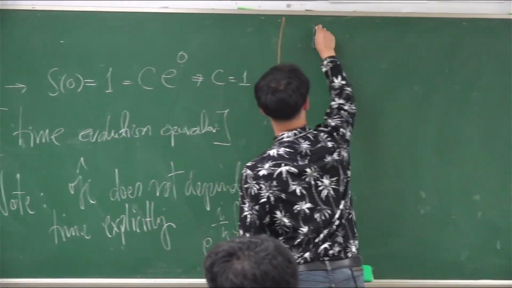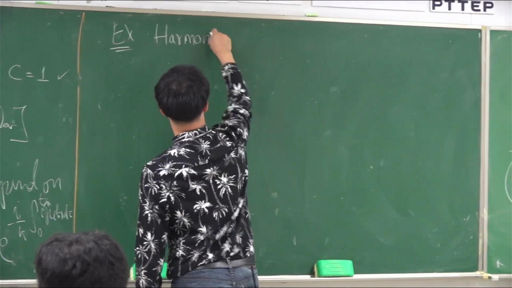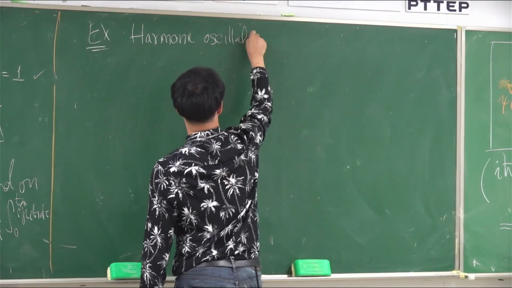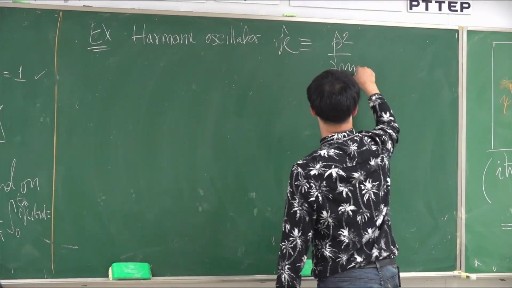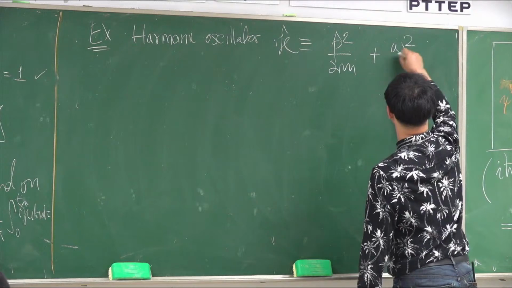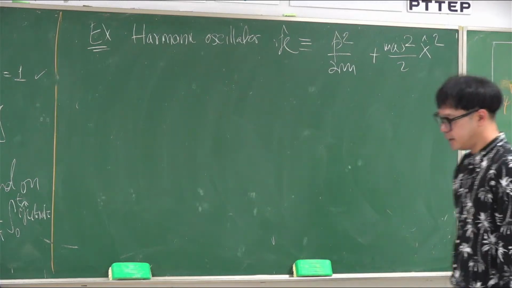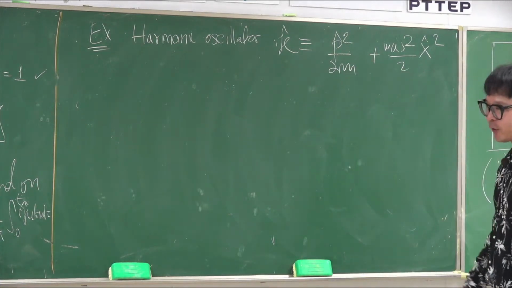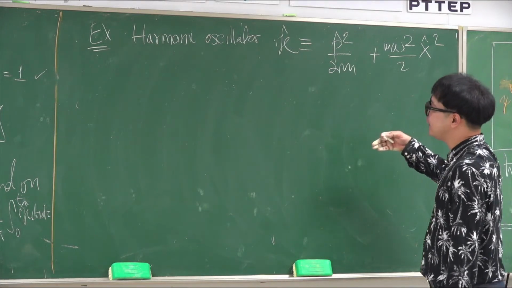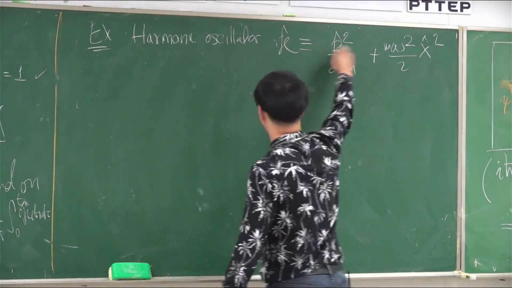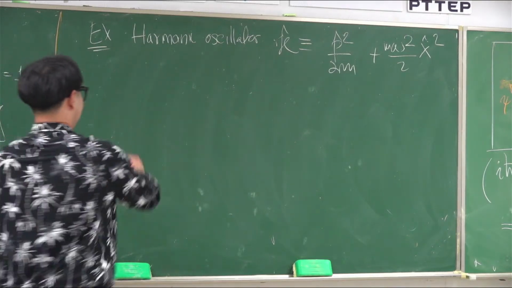For example, the harmonic oscillator, right? You know that your Hamiltonian is this one. There is no time in this equation, but the time variable is kind of hidden somehow in this variable, in an implicit way. Okay.